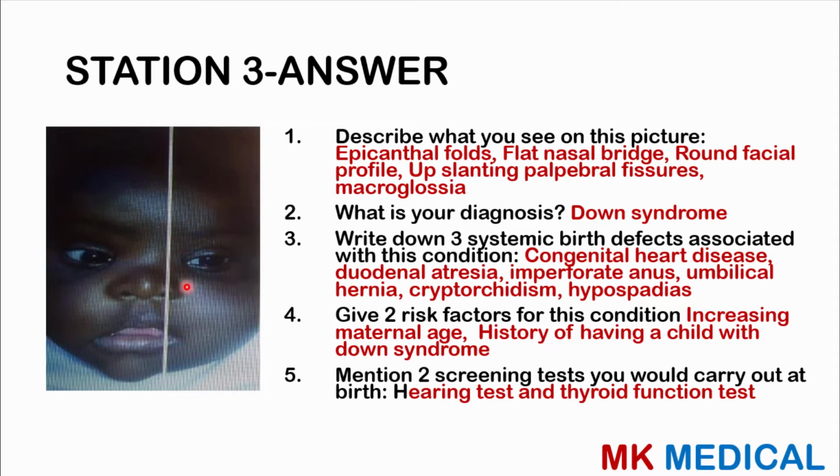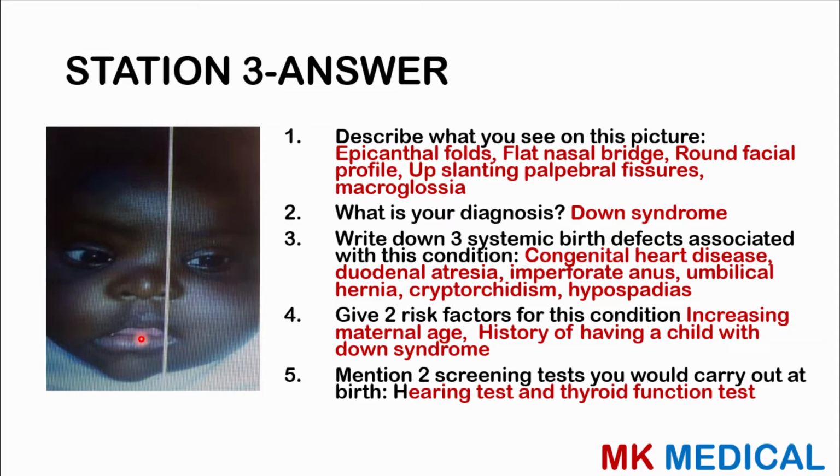So as we can see here, there are epicanthal folds. There is a flat nasal bridge, a round facial profile, upslanting palpebral fissure, though not so prominent in this case, as well as a macroglossia over here. So what is your diagnosis? This looks like a child that has Down syndrome and 3 congenital systemic birth defects. They may have congenital heart disease, duodenal atresias, imperforate anus, umbilical hernias, cryptorchidism, which are undescended testes, and hypospadias, where the opening of the urethra is on the shaft of the penis, either on the ventral side or the dorsum.